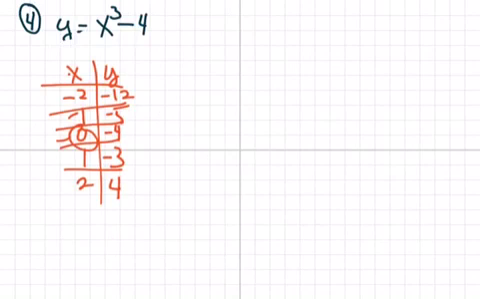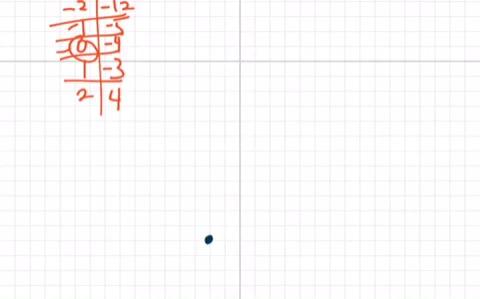Next step is to plot the points. So we're at negative 2, negative 12. Left 2 down 12. Now we're at negative 1, negative 5. Then we're at 0, negative 4. Then we're at 1, negative 3. And we're at 2, 4 right here.